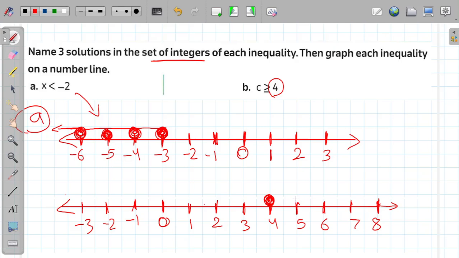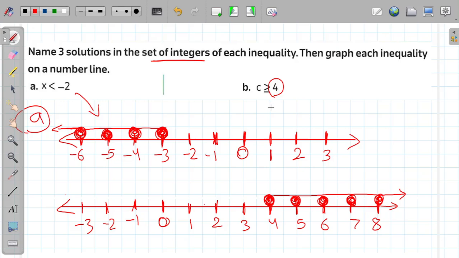So the next number will be 5. Next I have 6. Next I have 7. Next I have 8, and so on. All of these numbers can be solutions for the inequality C more than or equal 4.